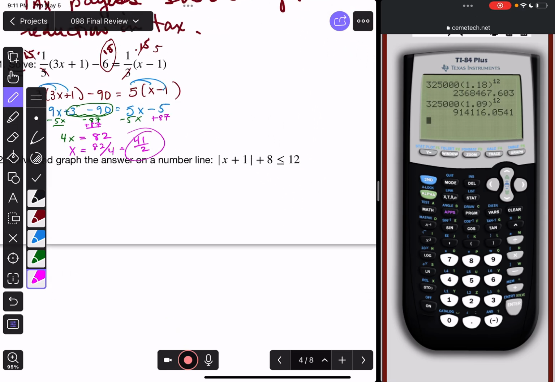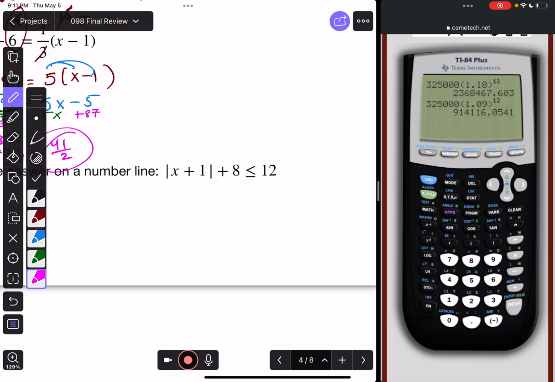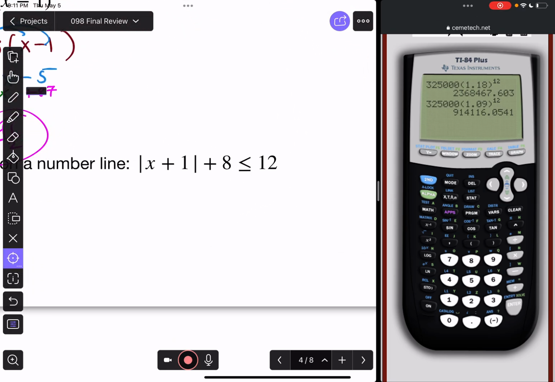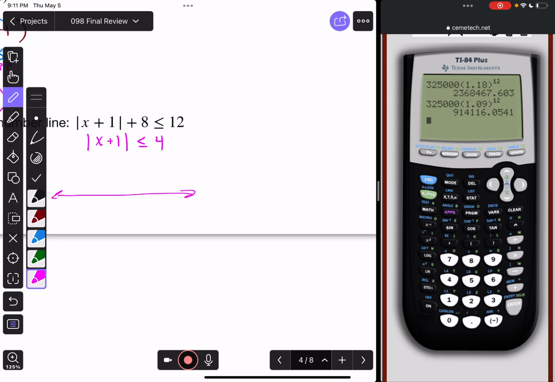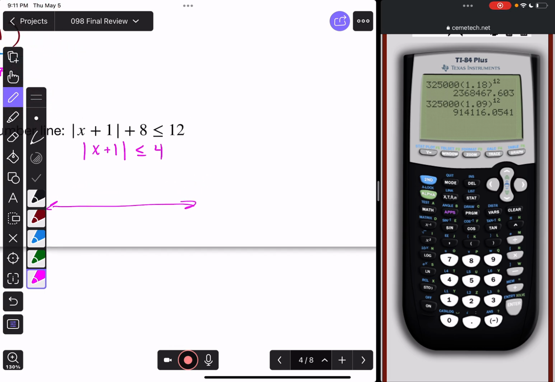Let's see here. Solve and graph this thing on a number line. Notice this doesn't have a y in it. This is just because we're talking number line. So let's just solve it. Absolute value of x plus 1 has to be less than 4. A couple ways we can do this. I think the easiest one, though, is, so this is saying your distance from 0 is less than 4 units, or the distance x plus 1 is from 0.